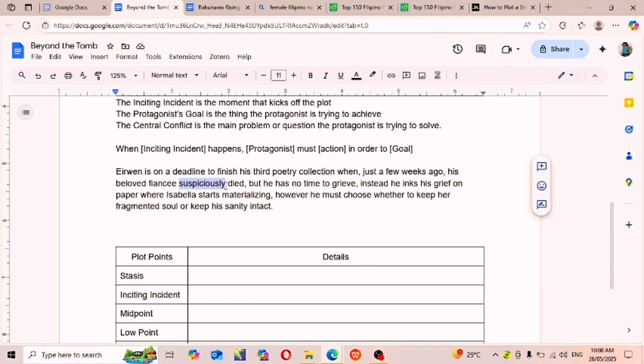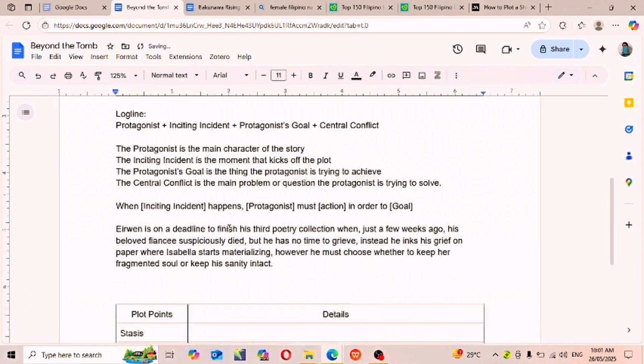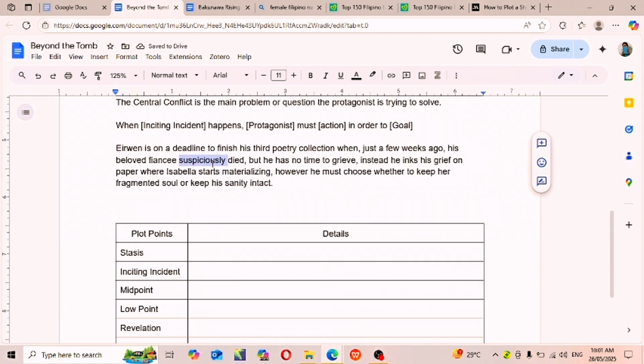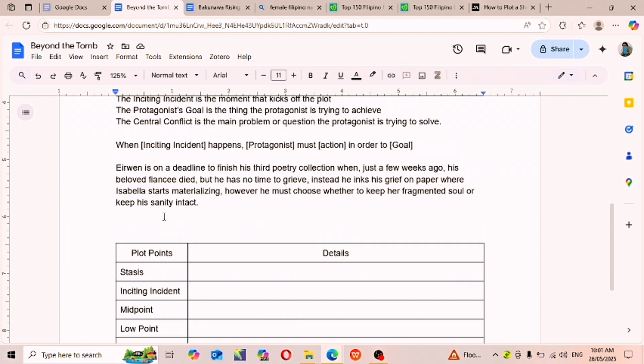Is this necessary to the story? No. How did Isabella die? So she was sick, but not dying suspiciously. I still have to plan what kind of sickness she has. Erwin lost his beloved fiance to a sickness. I want this to be specific, but I will do that later.